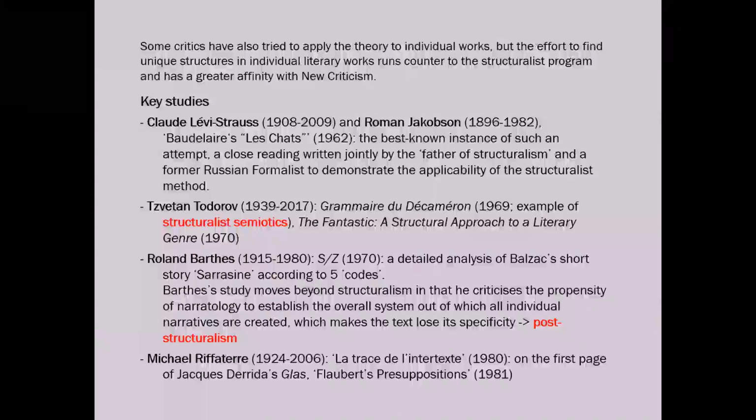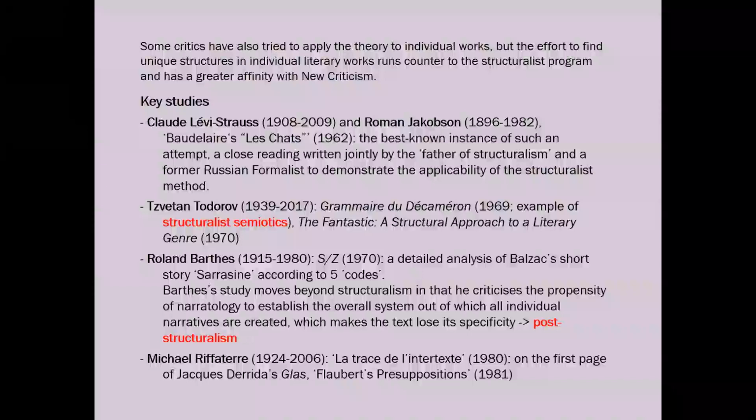Then comes somebody who is an interesting figure because he straddles both the structuralist and the post-structuralist currents. In fact, the text I mentioned here, S/Z, is poised. It's a detailed analysis of a short story by the 19th century fiction writer Balzac, according to five codes, but each time he shows that you need to go beyond these structuralist codes. In fact, it criticizes, as he details these codes, the propensity to establish an overall system from which narratives are created and never does justice to the individuality of the story.